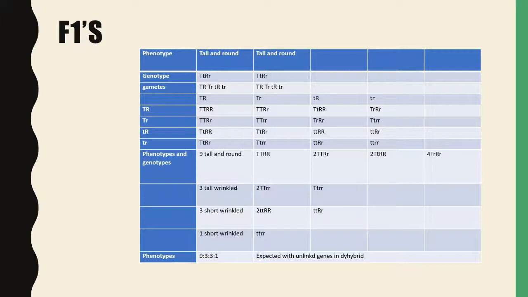And the reason for that is, if you go to the genotype here and you see the big T, you cross that big T with the big R. You also cross that big T with the small r. Then you have that small t, you cross that with the big R, and the small t with the small r. And you do that for both. So it's going to be 4 by 4.